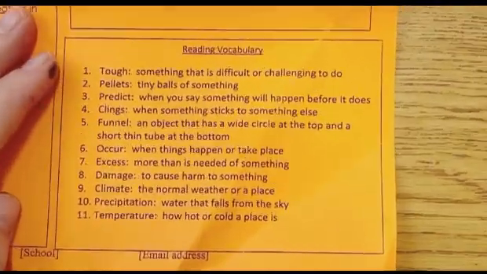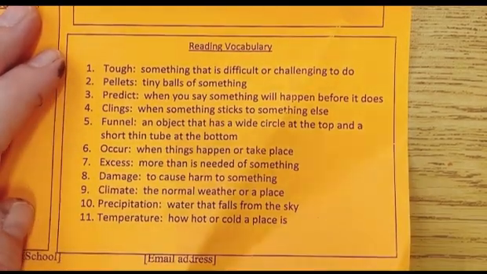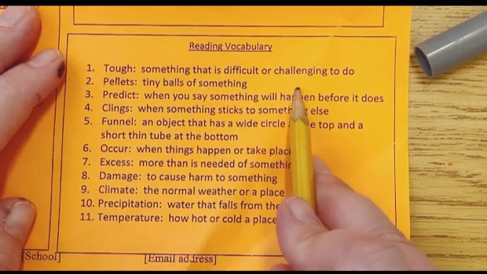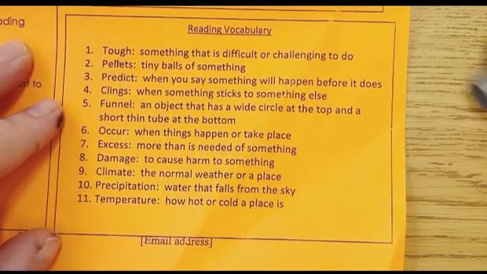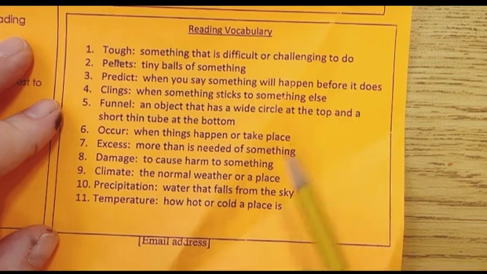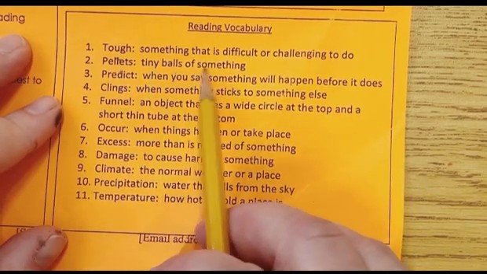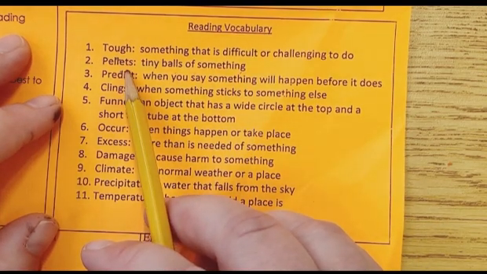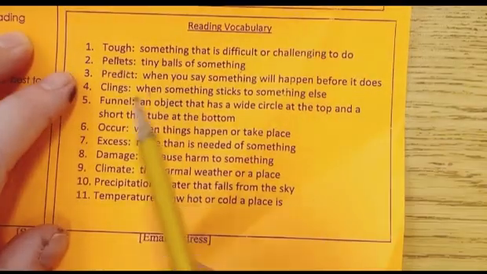Okay, so let's go over our vocab really quick. Our first word is tough. Something that is difficult or challenging to do. That is tough. Have you ever had a tough problem that was hard for you to solve? Or a tough job that was hard for you to do? Pellets. Tiny balls of something. I think some fish food is formed in pellets. They're tiny little balls of fish food.